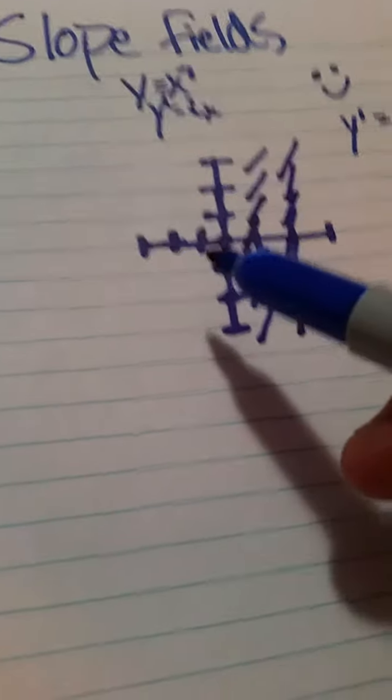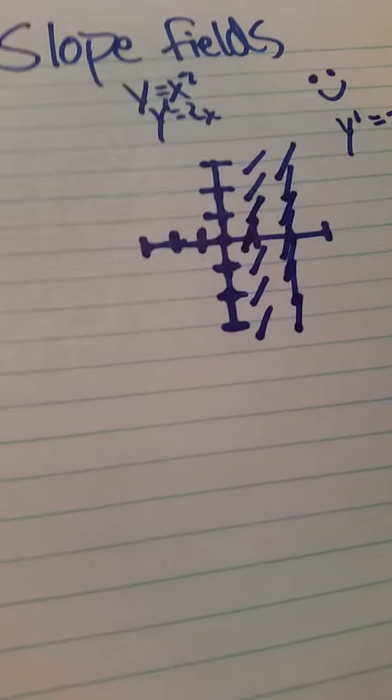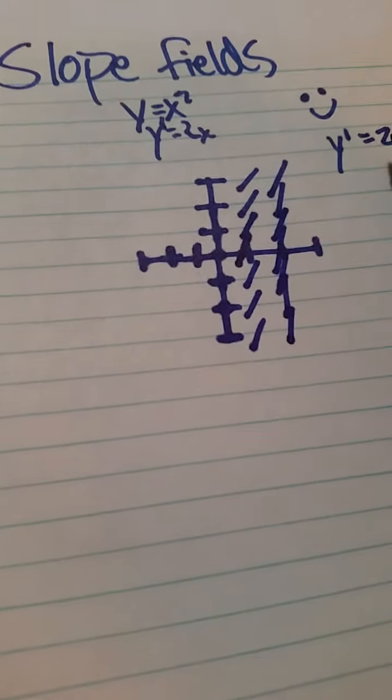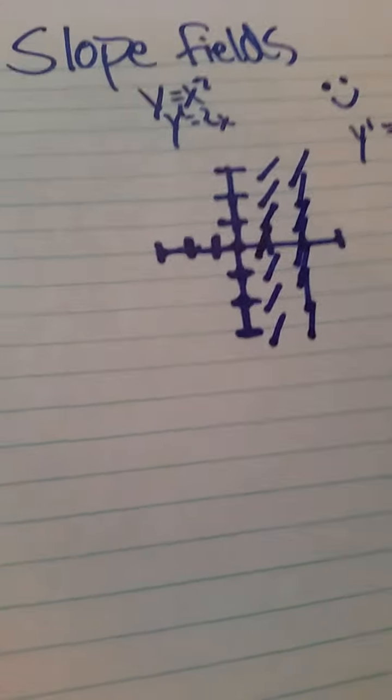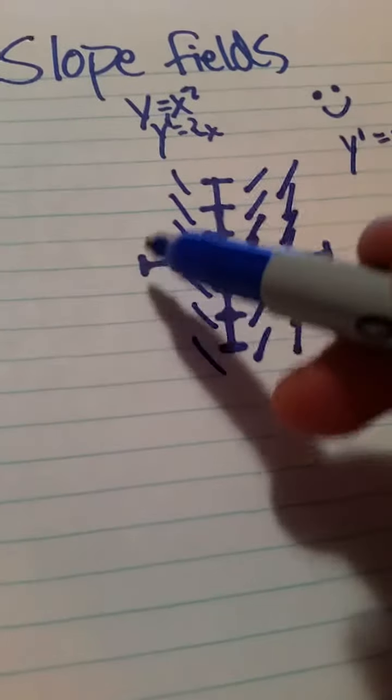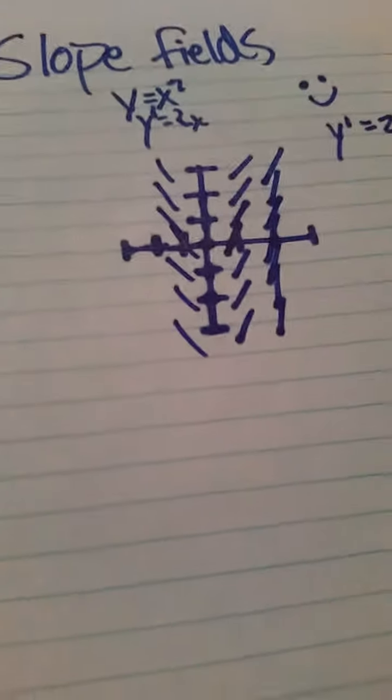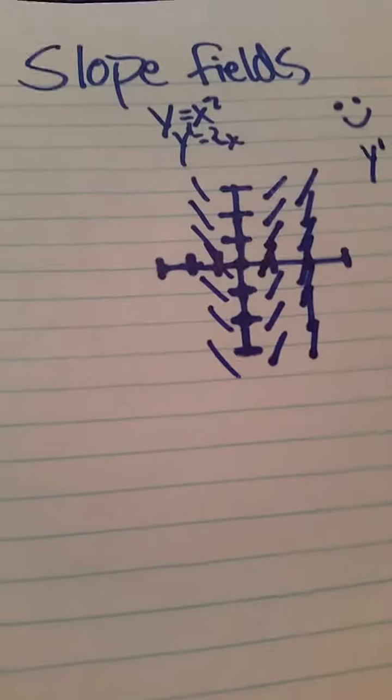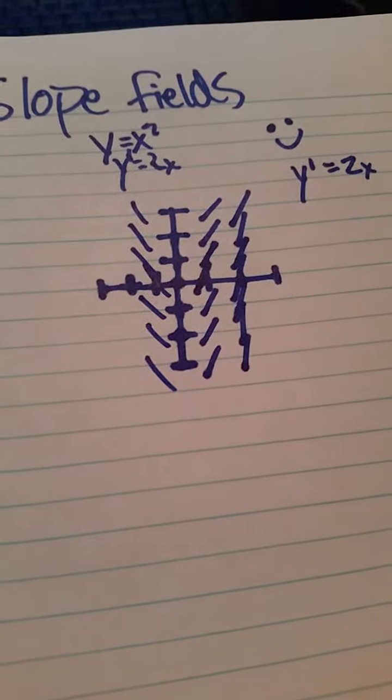But then also on the negative side, you'll do the same thing. So when x is negative 1, y prime equals negative 2. So you'll have a negative 2 slope all the way across here. And for this equation, it'll be pretty much a reflection on the opposite side of the graph. So at negative 2, it's going to be negative 4 for the slope. At 3, it'll be a slope of 6, and at negative 3, negative 6. So there you have it. That is slope fields.